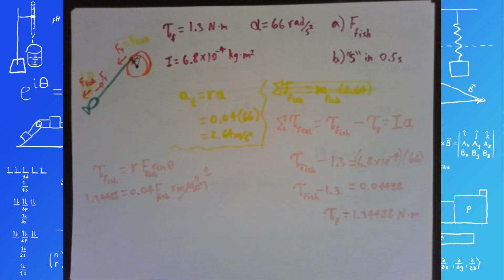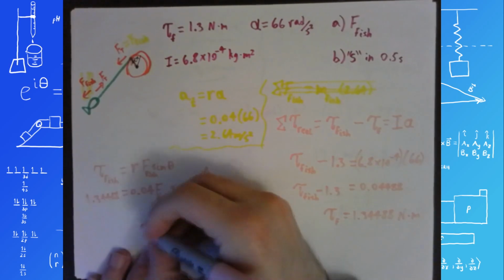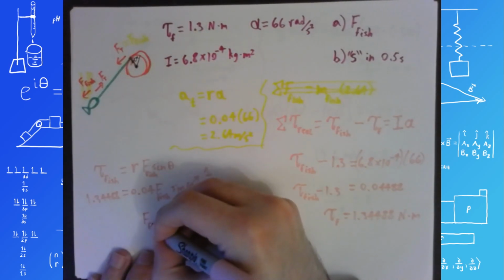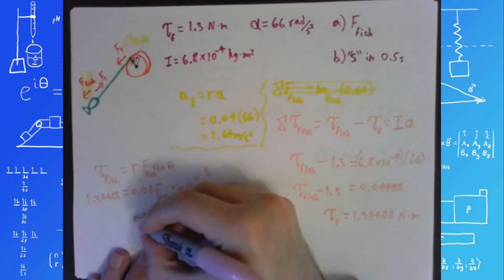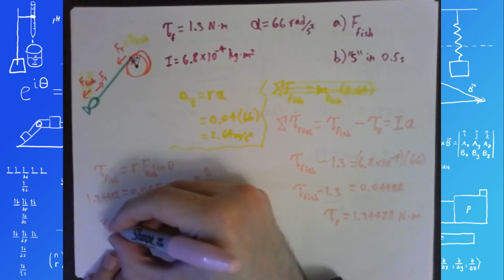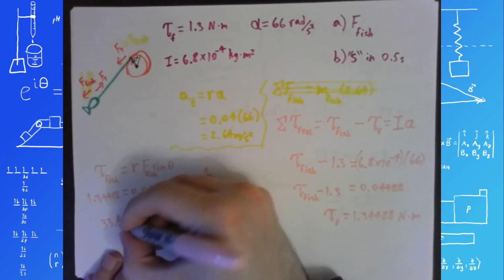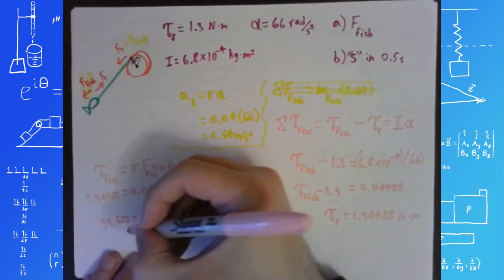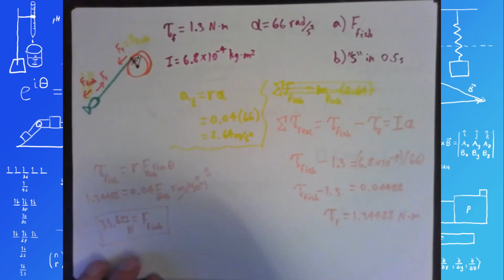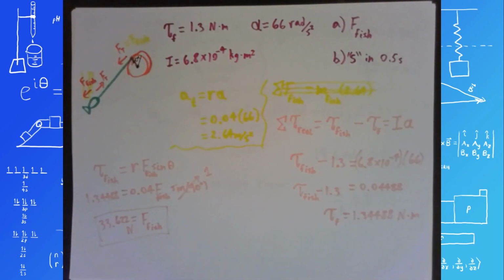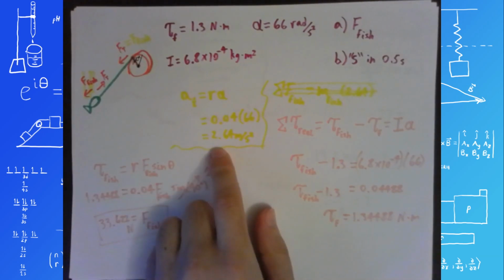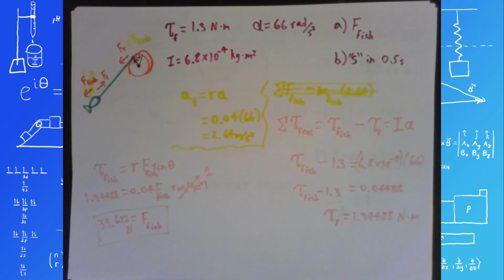1.34488 divided by 0.04 is about 33.622. The force exerted by the fish is equal to 33.622 newtons. Okay, there we go. And for the fish to have an acceleration of 2.64 meters per second squared, which I guess I didn't really need to calculate. Actually, we do, because we need it for part B.